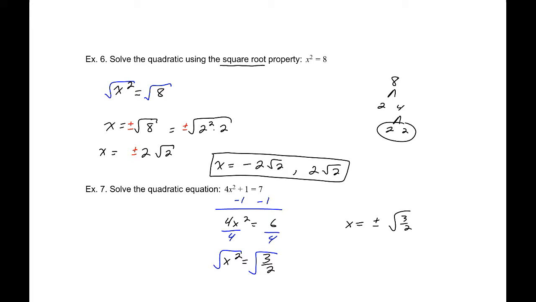Now the square root of 3 over the square root of 2, I'm going to go ahead and rationalize that. This will be the square root of 6 over 2. Of course, the plus or minus there. So our solutions are negative root 6 over 2 and positive root 6 over 2.